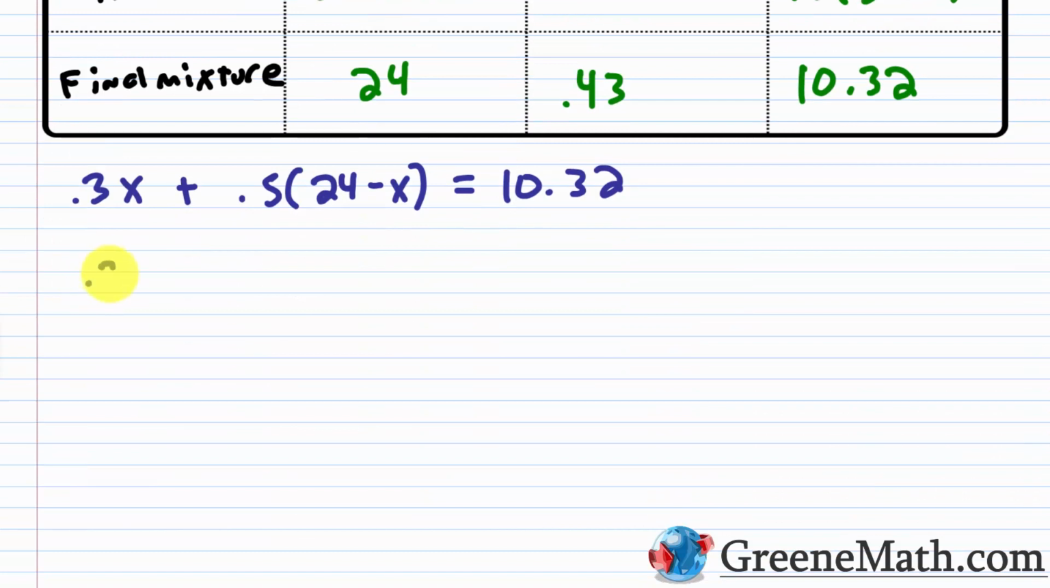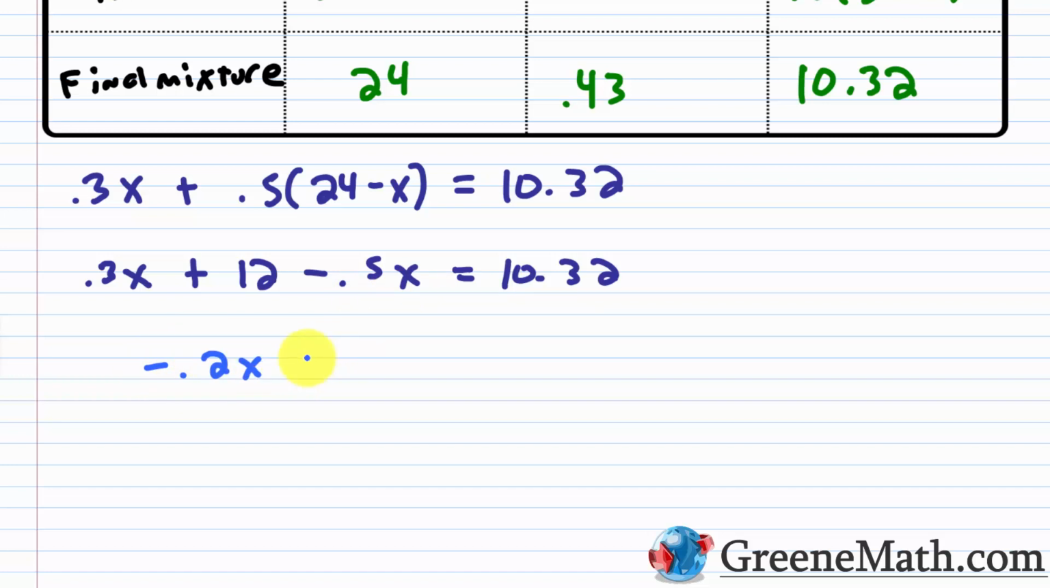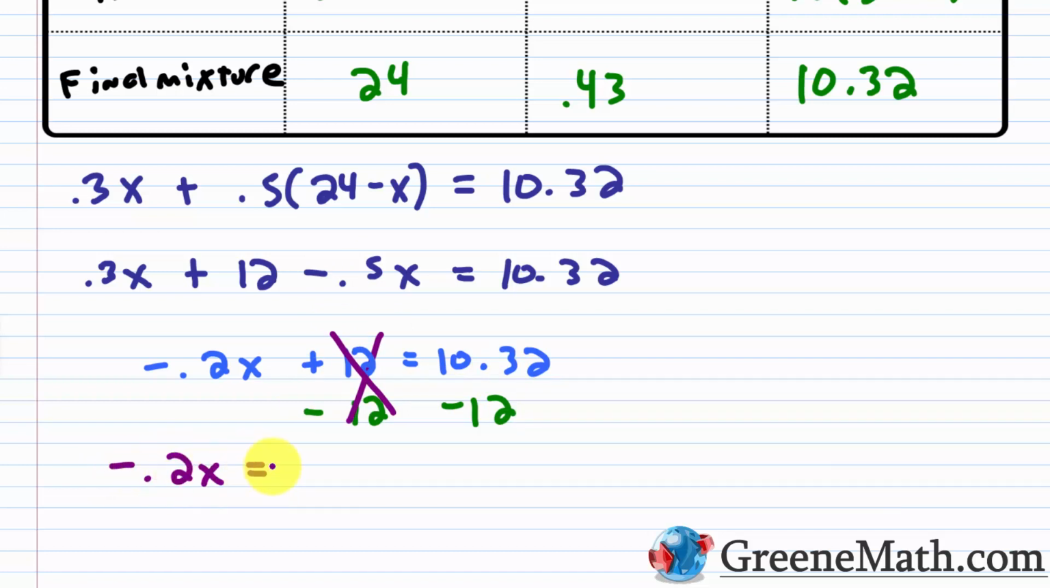So we have our 0.3x plus 0.5 times 24 is 12. Then minus, you have 0.5 times x, which is 0.5x. This equals 10.32. 0.3x minus 0.5x is going to give us negative 0.2x. Then you have your plus 12 equals 10.32. Let's go ahead and subtract 12 away from each side of the equation. This is going to cancel. You have your negative 0.2x is equal to, if I do 10.32 minus 12, I get negative 1.68. As a final step, let's divide both sides by negative 0.2.